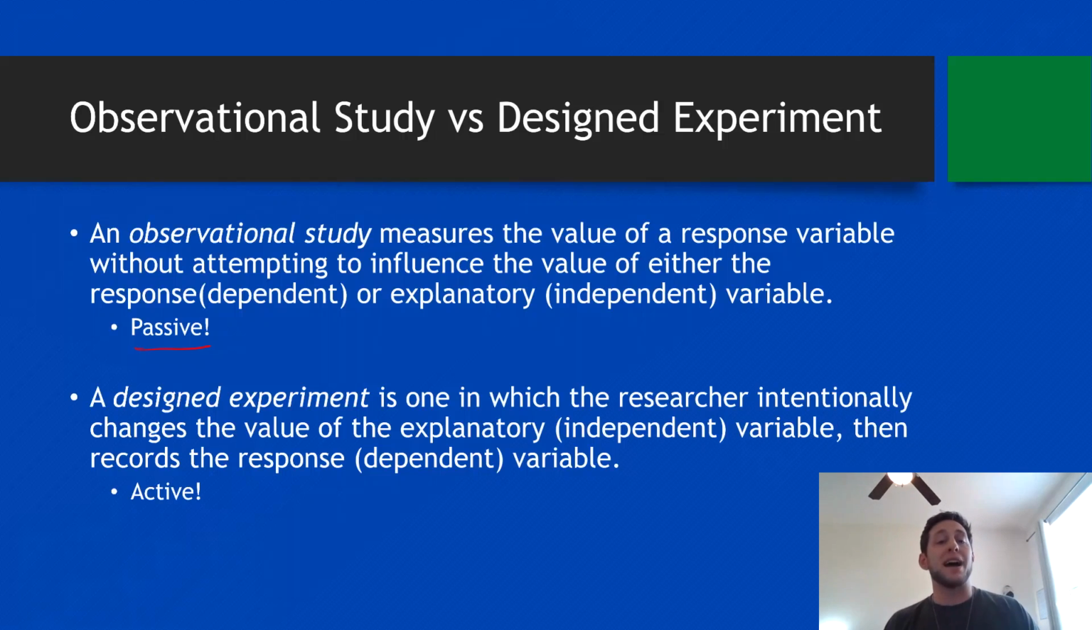Now, this is opposed to a designed experiment. A designed experiment is one type of study in which the researcher intentionally messes with things, or intentionally changes the value of the explanatory variable, then records the response in the dependent variable. So if you're doing something like handing out a survey, you fill it out, and I'm not messing with your life, that would be an observational study. I'm observing you, not changing you. Whereas if I start, say, messing with your diet to see what happens to your weight, that would be a designed experiment because it's very active on my part. I'm tinkering with things.